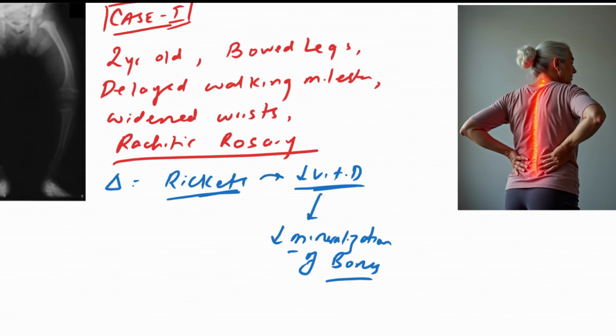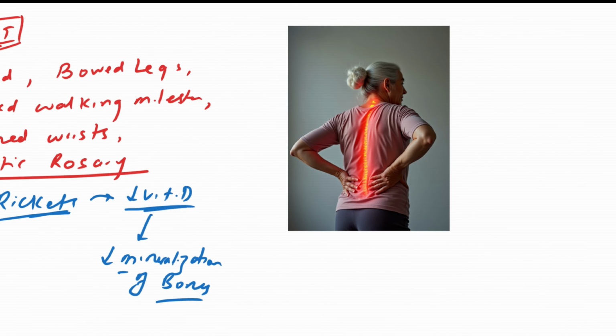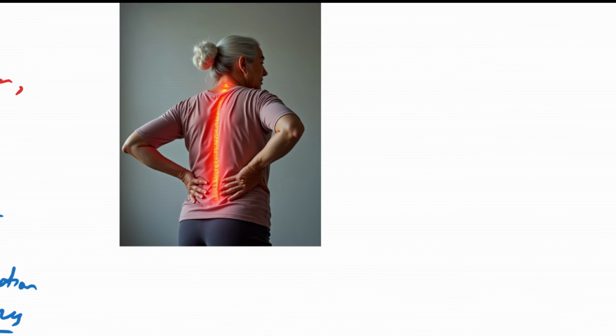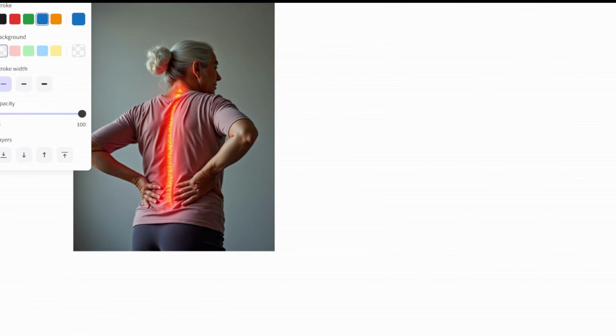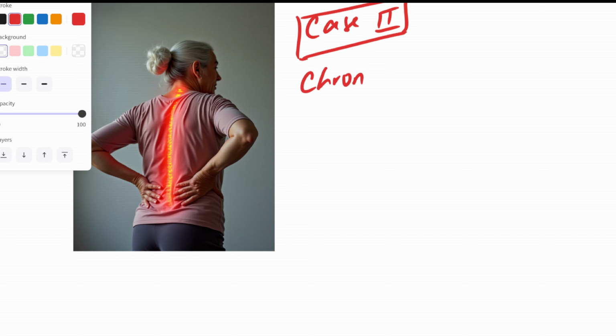Next, we have the second case, okay? So this is the case of an elderly woman. Okay, so the scenario is a 65-year-old woman from a bustling Delhi neighborhood who spends most of her time indoors watching some Saas Bahu serials, presents to your general medicine OPD with chronic generalized body aches.